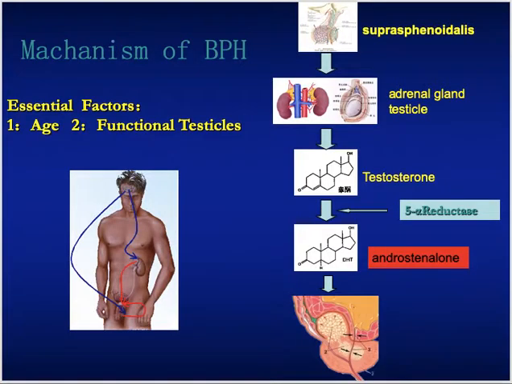Now you can see over here that the adrenal glands and testicles produce testosterone, and testosterone is converted into androstenedione. There's an enzyme called 5-alpha reductase, which converts testosterone. Why this enzyme is mentioned over here, you will get to know soon.